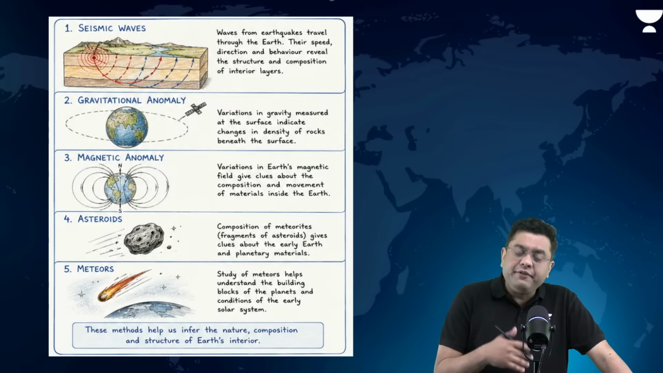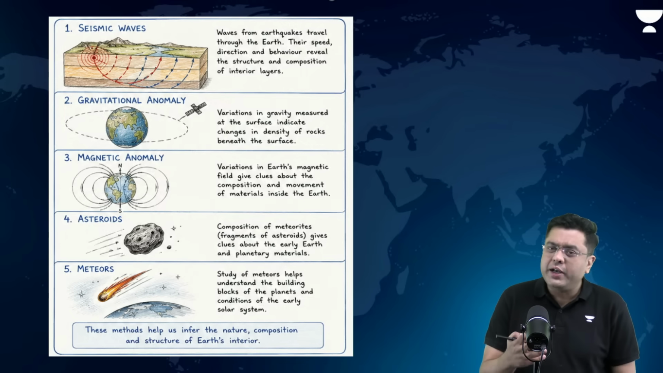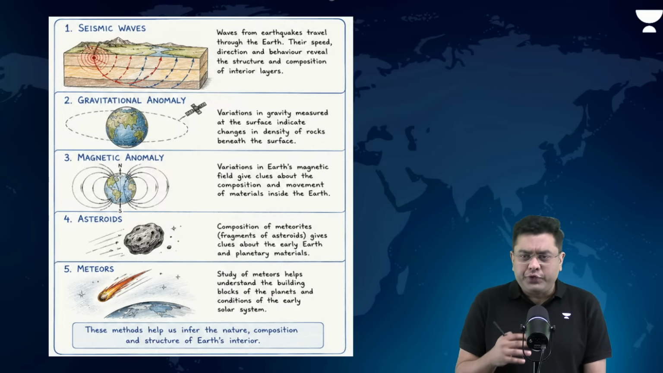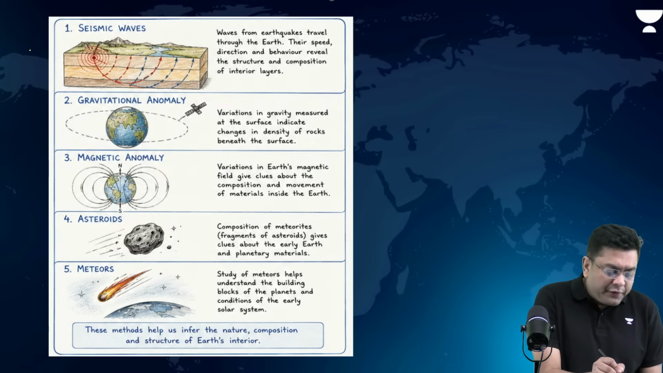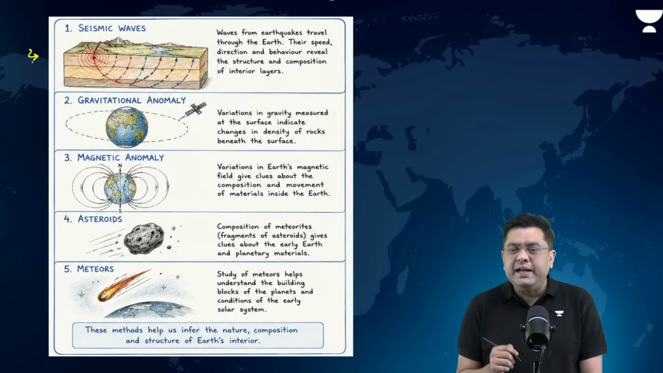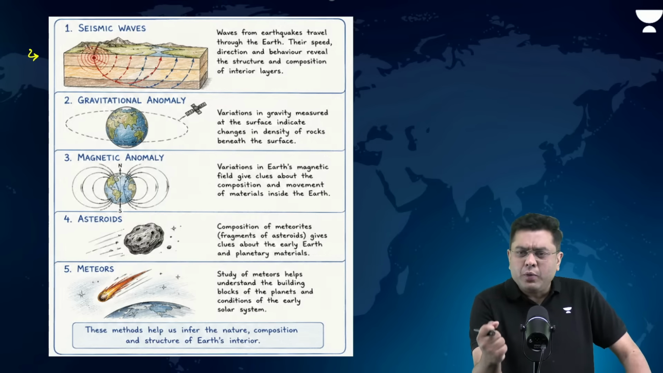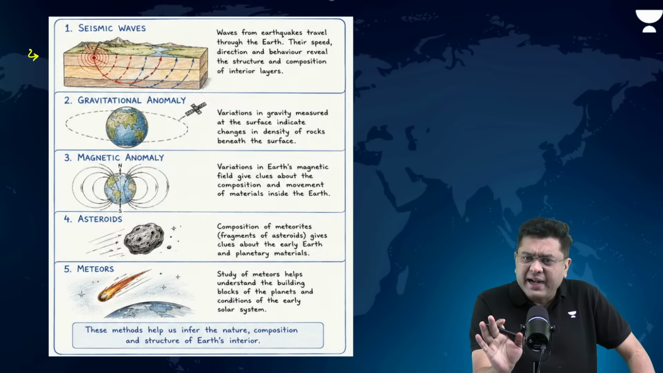Now, you also have your indirect sources of information. What are your indirect sources of information? From where you have to deduce. Okay. One is the case of seismic waves, which we will study in greater detail in today's class itself. Now, what are seismic waves? We will study that in great detail.